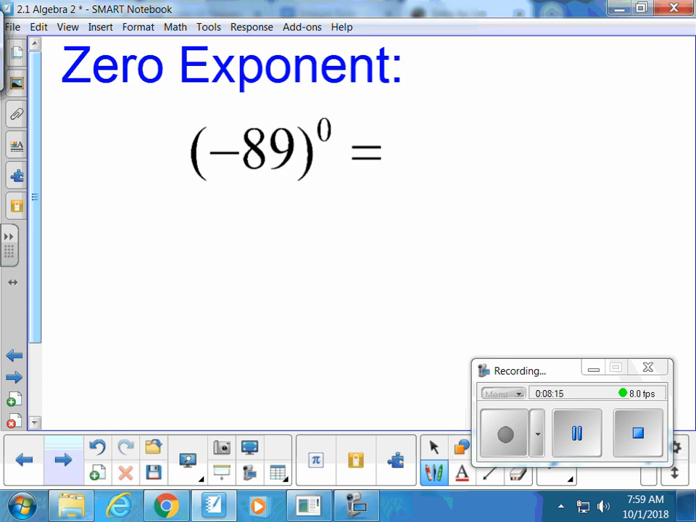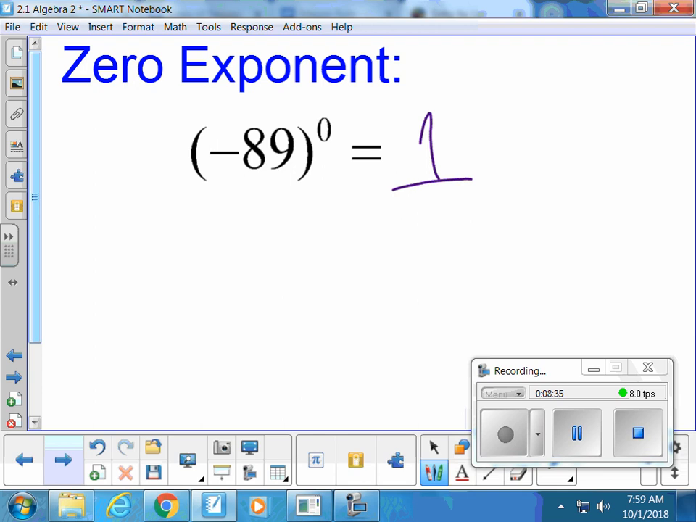Let's do the 0 exponent. Try typing this in the calculator just for fun to see what happens. You might know, you might not. Most people think it's 0. It's actually not. It's 1. How do you know? Anything to the 0 power equals 1. It's shocking. You would think it'd be 0, but it's 1.